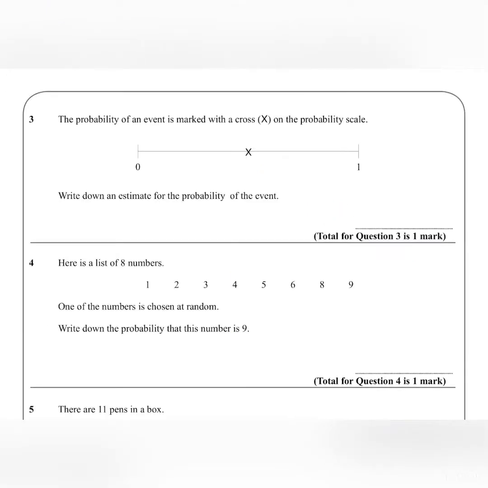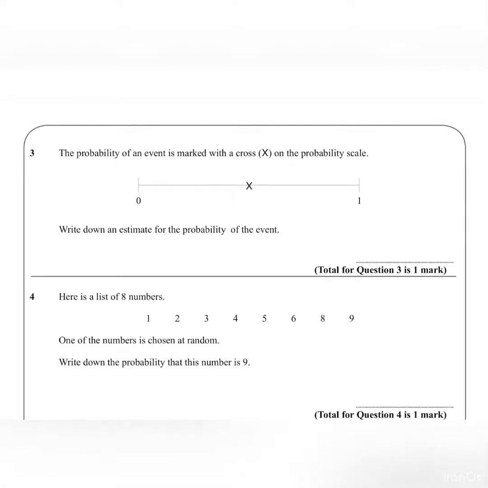Okay, so next question. And it says the probability of an event is marked with a cross on the probability scale. Write down an estimate of the event. Well, this is like halfway. So this one would be a half.